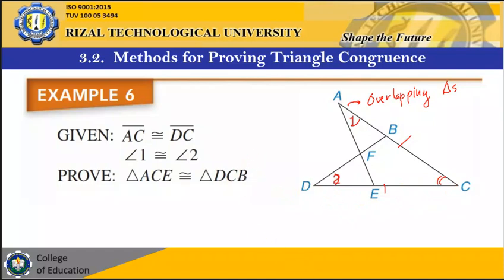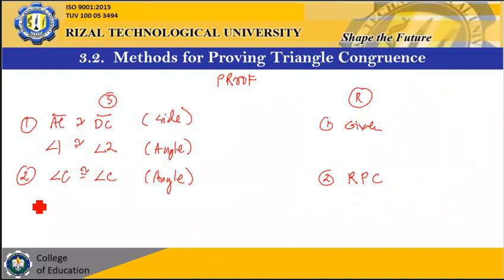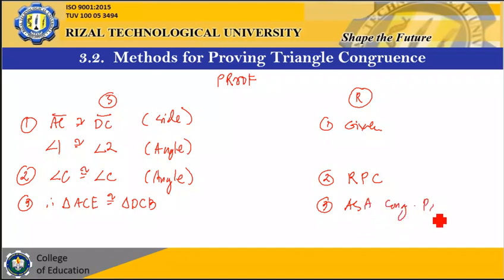So therefore we can now conclude already that triangle ACE is congruent to triangle DCB. And the reason to that is because of the angle side angle congruence postulate. Okay?